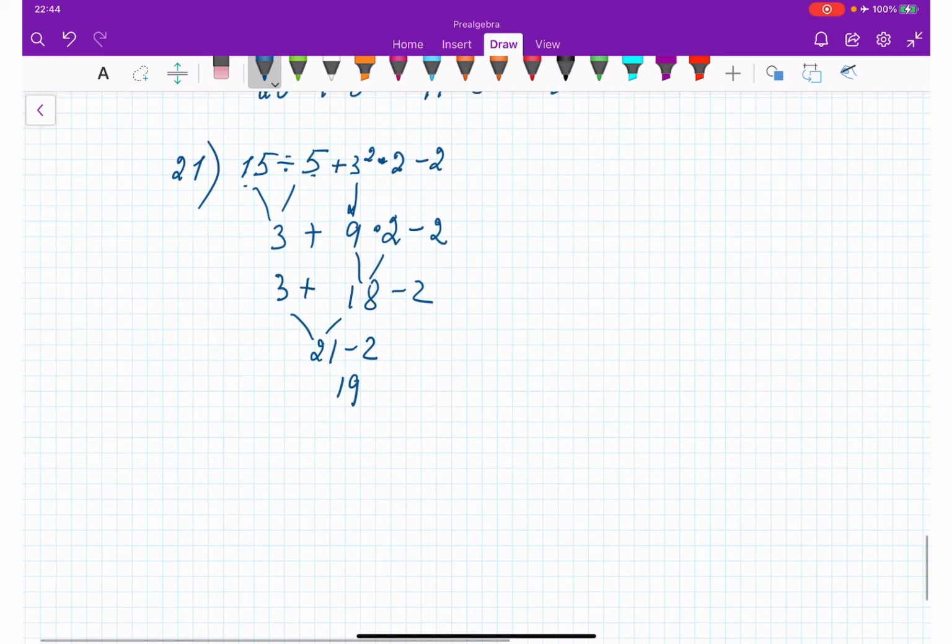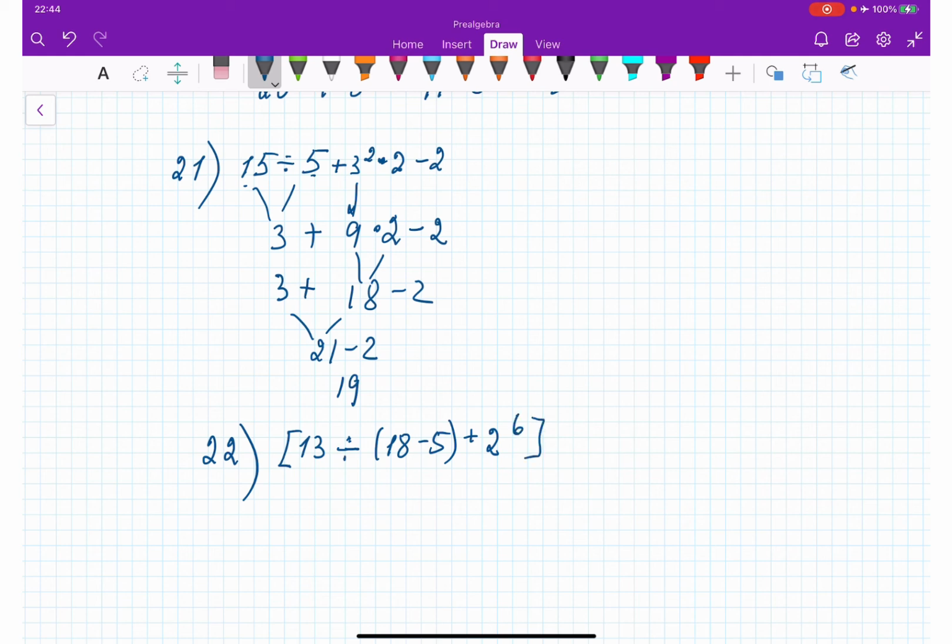22. We are getting 13 divided by 18 minus 5 plus 2 to power 6 minus 3 plus 1 to power 2.